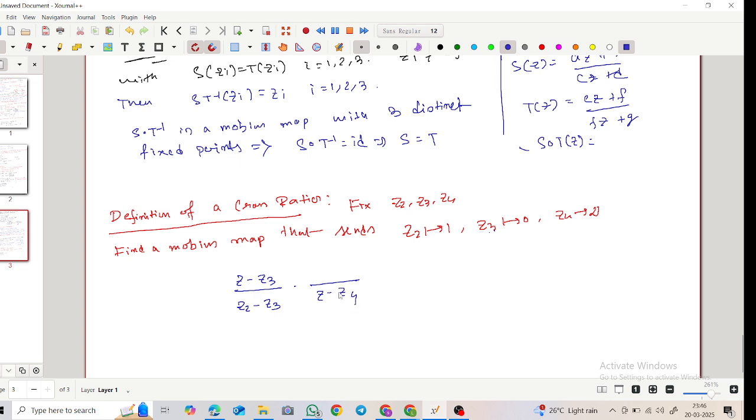Okay. Now you have to balance things out. So you see, Z3 is going to 0, Z4 is going to infinity. I'm trying to write this as Z. So you see, as Z3 is 0, as Z4 is infinity, but Z2 may not be 1. So just do this. Okay.